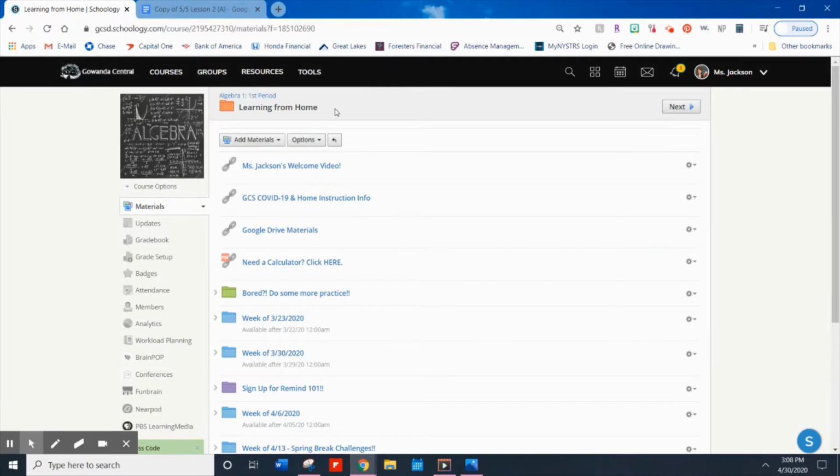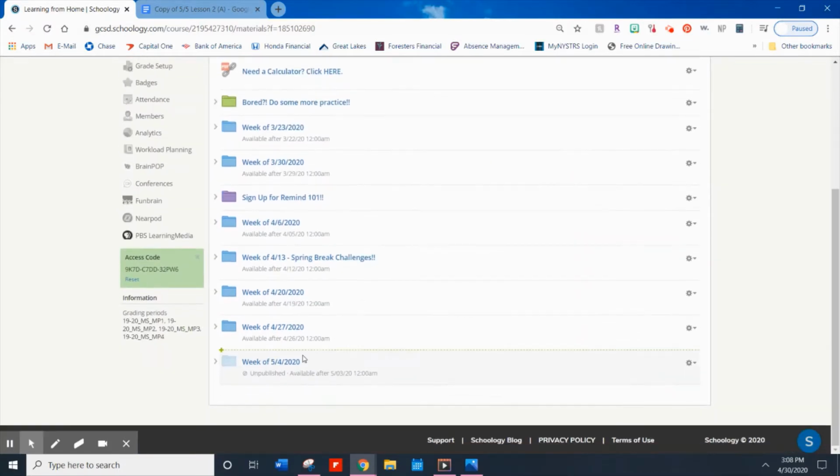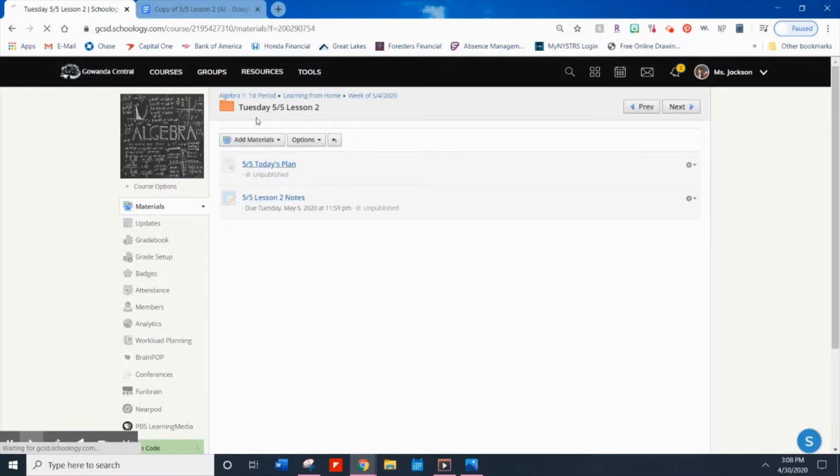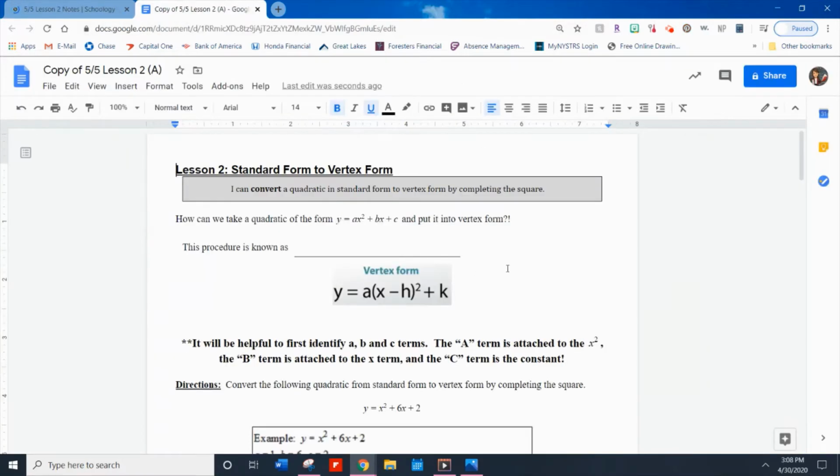I'm starting from the Learning from Home folder on Schoology, going to the week of May 4th. We are on the Tuesday lesson, lesson 2 today. Clicking on our notes for today. Today we're working on standard form to vertex form. Our learning target is I can convert a quadratic in standard form to vertex form by completing the square.